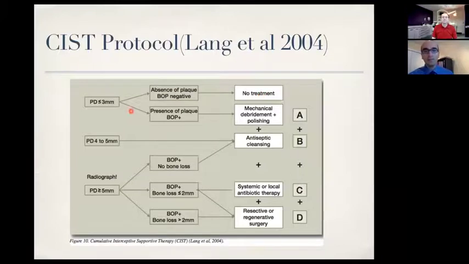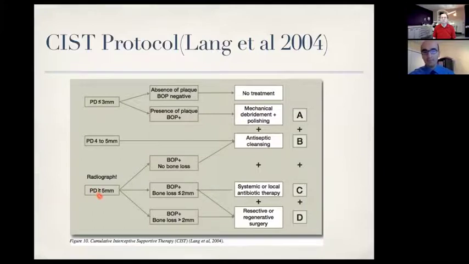But if you have probing depth less than 3 millimeters, but you have positive bleeding on probing, you have peri-implant mucositis. As I said, 90% of your implants might be in this stage. They do not have deep probings, but they have bleeding on probing. And we have to do treatment here. Mechanical debridement and air abrasive polishing should be considered. And then based on this protocol, if you have probing of 4 to 5, you need to put the patient on antiseptic cleansing, like chlorhexidine mouthwash for 2 weeks, following the mechanical debridement. So you will add up your treatment from the previous stage as well.